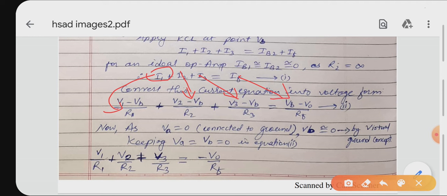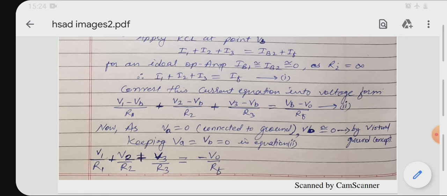Now we will apply the virtual ground concept. Virtual ground and virtual short are the two concepts. When VA is equal to 0, that means connected to ground, VB is also equal to 0, virtually connected to ground. We have seen the virtual ground concept in the previous lecture. So if VA is equal to 0, VB is also equal to 0. Putting this in equation number 2, you will get this equation: V1 by R1 plus V2 by R2 plus V3 by R3 is equal to minus VO by RF. And you can simplify this.